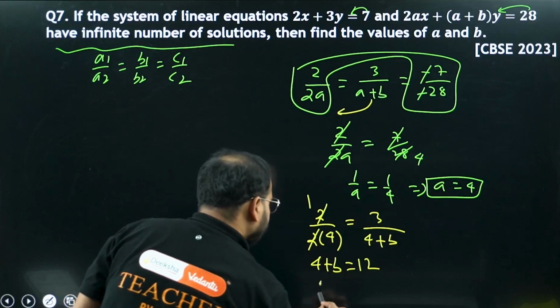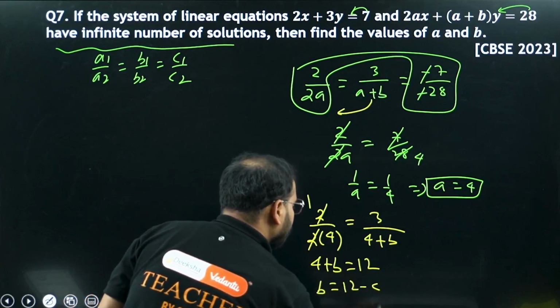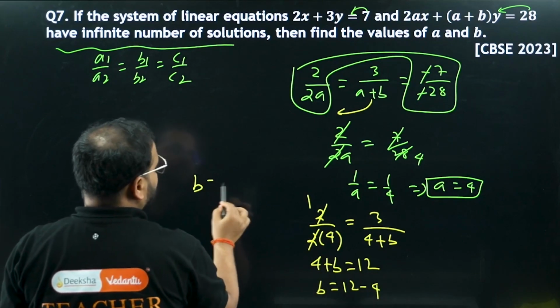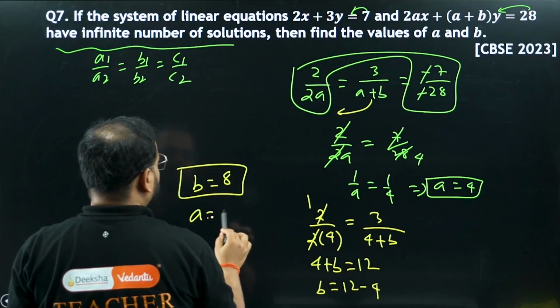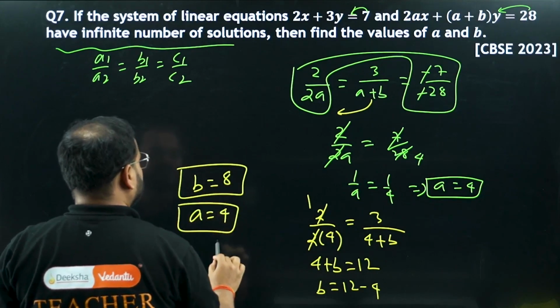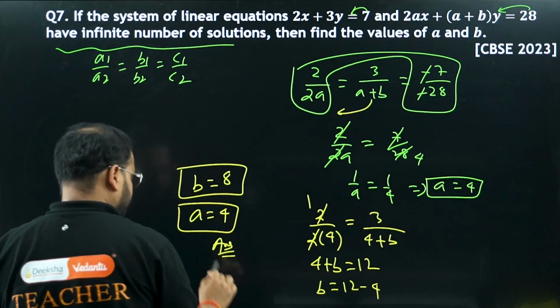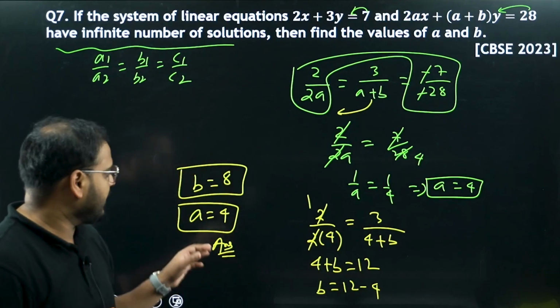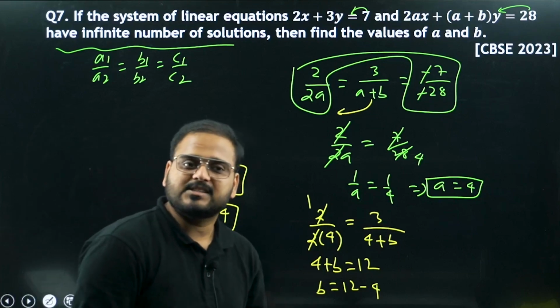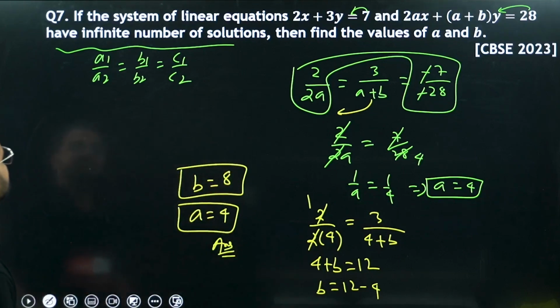So what is b value? 12 minus 4. So what is b value? My b value is 8, sir. What's the a value? 4, sir. These are my solutions. These are the solution for values of what? A and B. Right? Simple enough. So this was it. Please have a look.